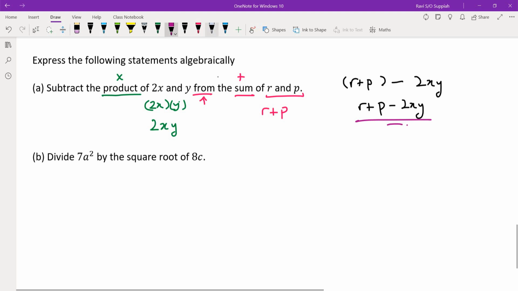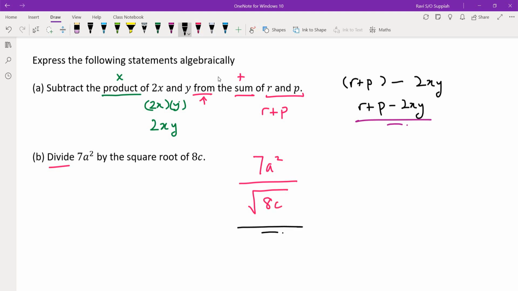All right, so for part B, divide. So we have a division of 7a square by the square root of 8c. So basically it is just 7a square divided by the square root, so this is the square root sign, of 8c. So that is basically the expression.